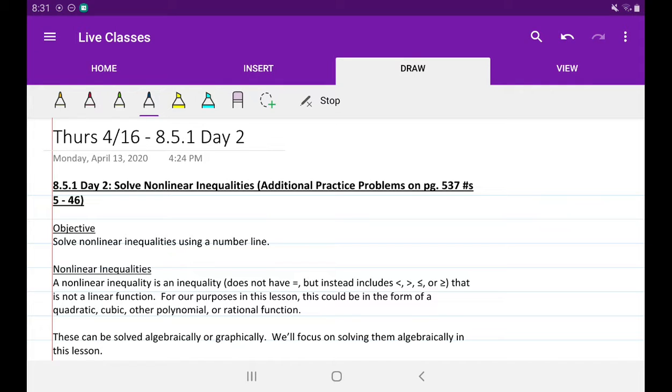Hello, Algebra 2 Part 2. This is the second day of 851, so more practice in solving nonlinear inequalities.